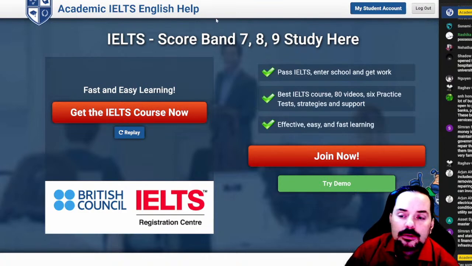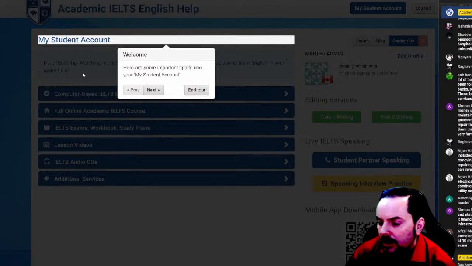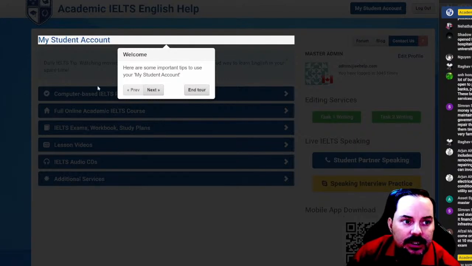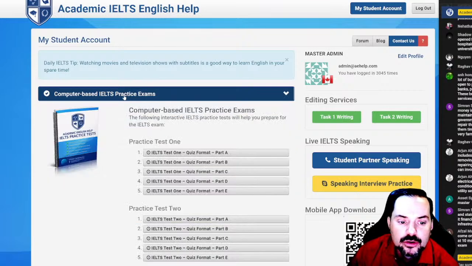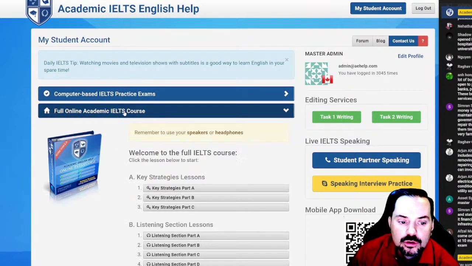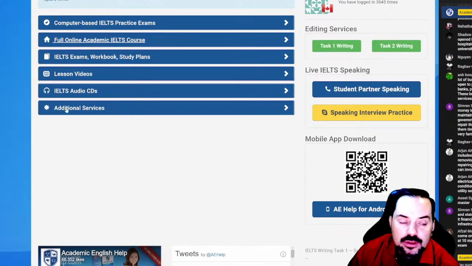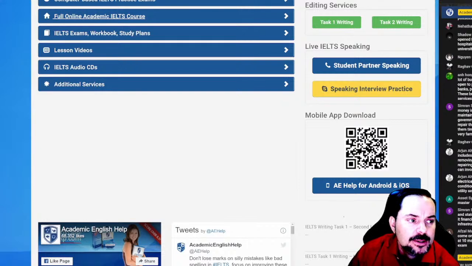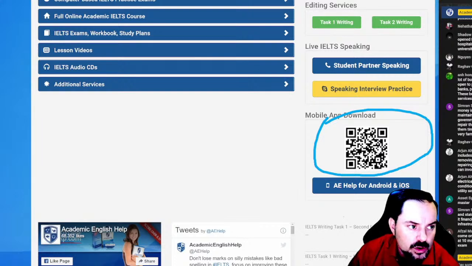And then you're in your My Student account. I'm not logged in yet, but I will be there in a second. Your My Student account has all of your content, your computer-based exams, full course, link to your app. You can download the app, by the way, for those of you that don't have the app, by just putting your camera over that QR code, or you can click on that link there, okay? It's super easy.